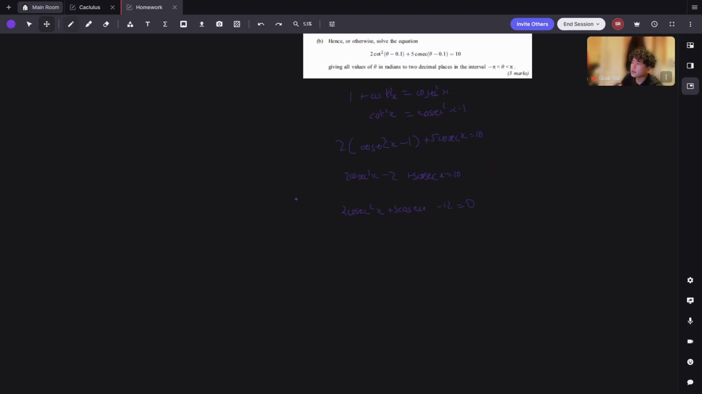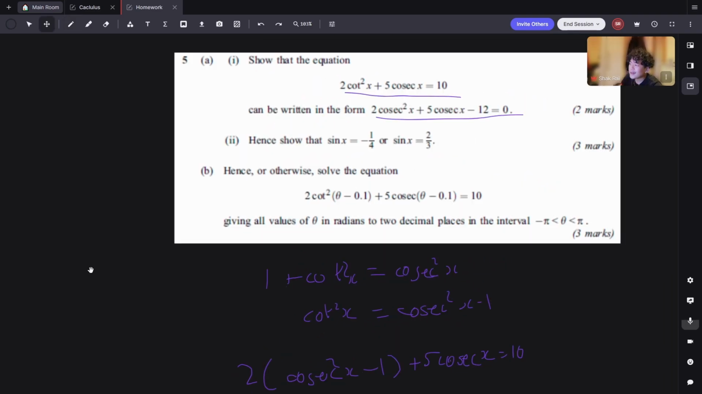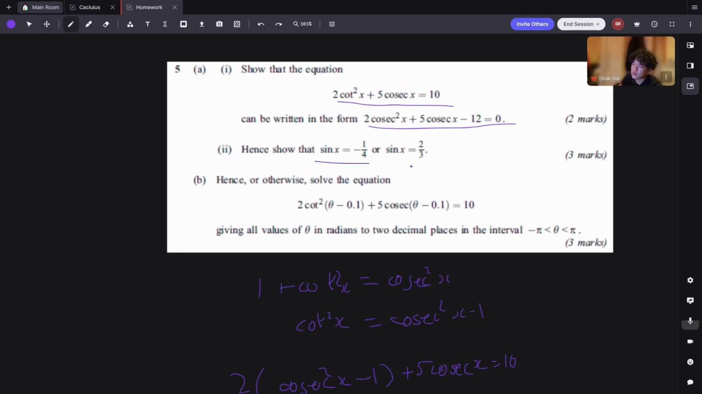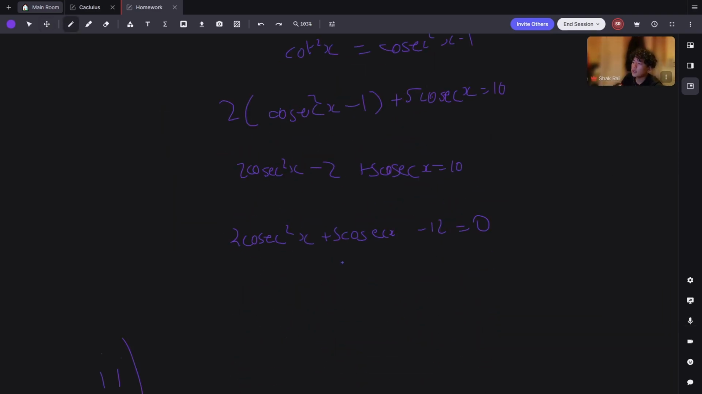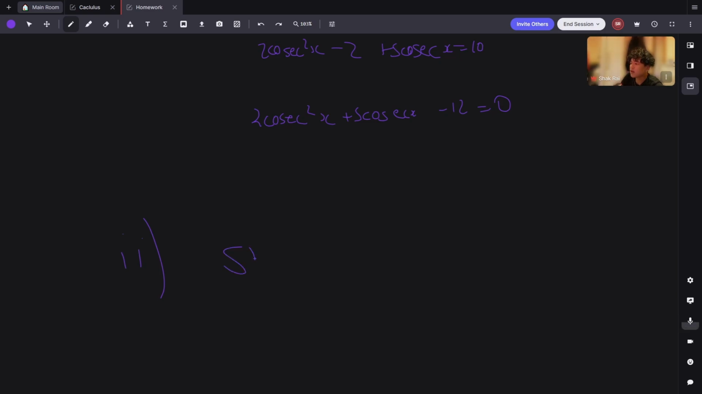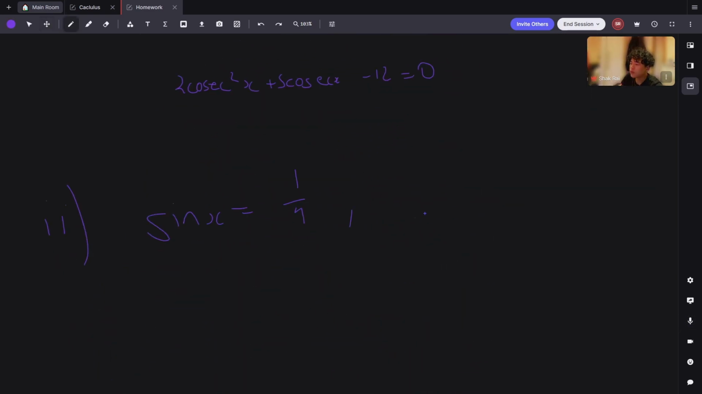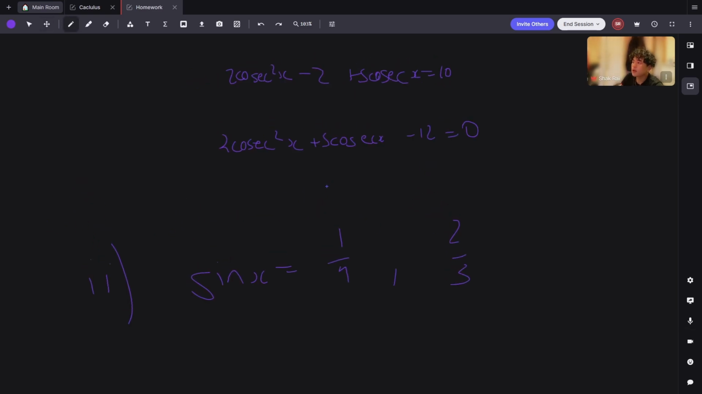Perfect. So part B, or part II, we need to hence show that sine x equals minus a quarter and sine x equals 2/3. So it's the same thing again. So sine x equals a quarter, or was it 2/3 again? Yeah, 2/3. So we just start from there again.